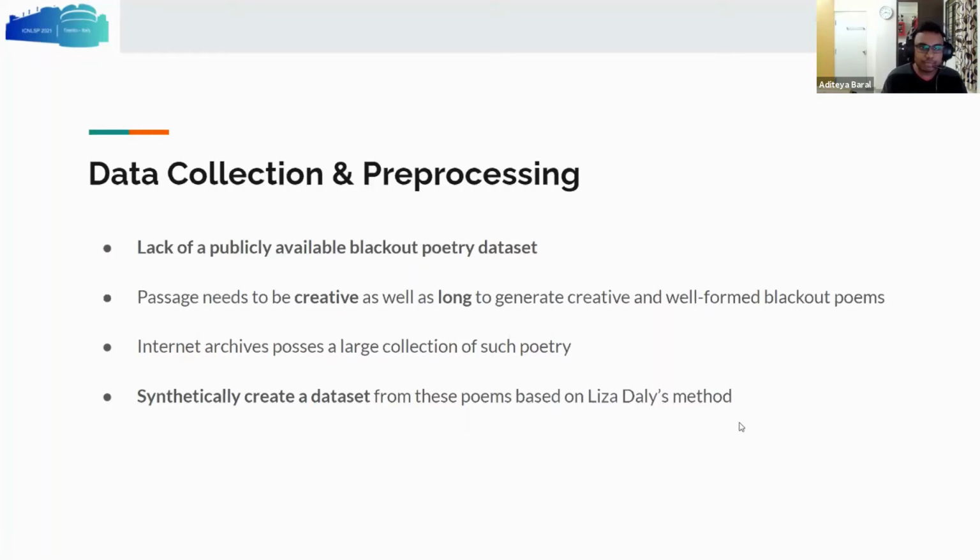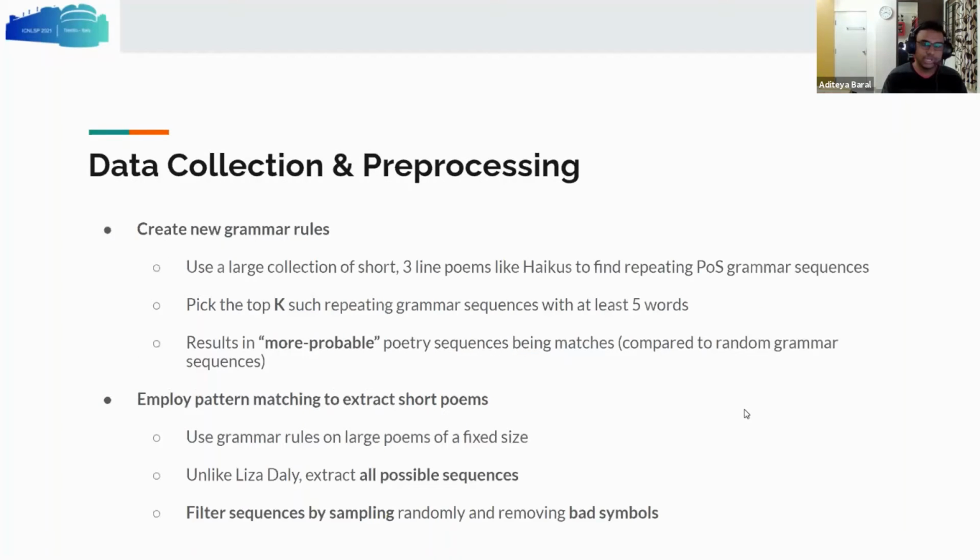Now, while this did hamper our performance, you will soon see that it did improve upon the model that already existed. So instead of using a random set of rules that Lisa Daly had proposed, we use statistically found rules. What we do is essentially find a large number of short poems and phrases, find the part of speech grammar sequences for these, and pick the top K repeating such sequences. The reason we do this is that since these part of speech grammar sequences have been used in poems, these are probable sequences that can occur in sentences.